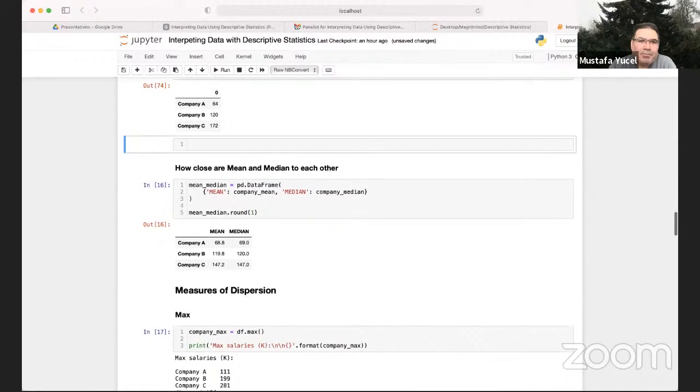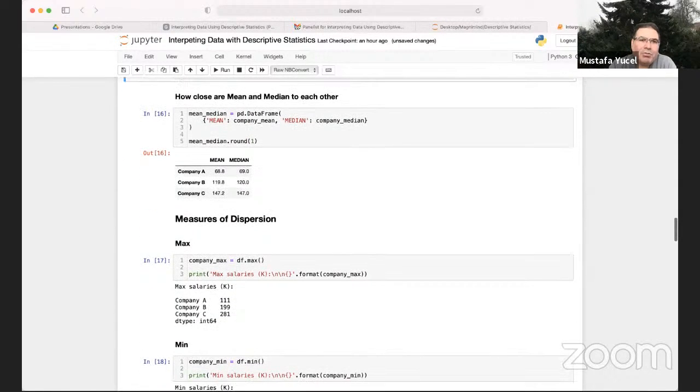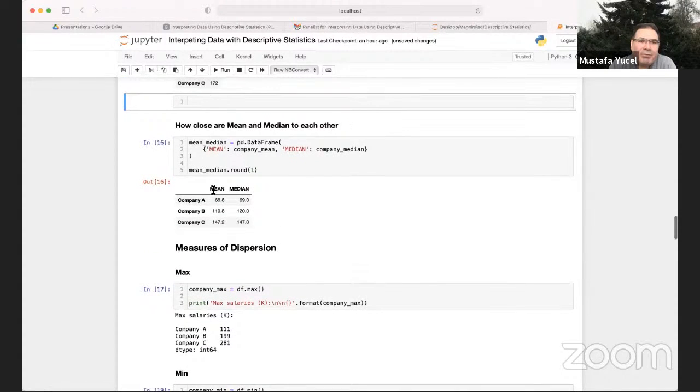So how close are the mean and median to each other? We calculated the mean and the median is here. When we put them in the same data frame to show differences or similarities, these are the medians. These are real values. When we sort from smaller to bigger, we get these individuals. This is an individual, this is another individual, this is another individual, but these are the calculations. Means are calculated.